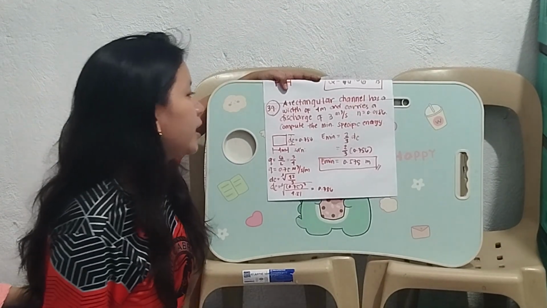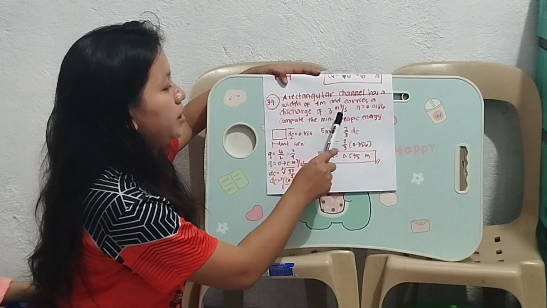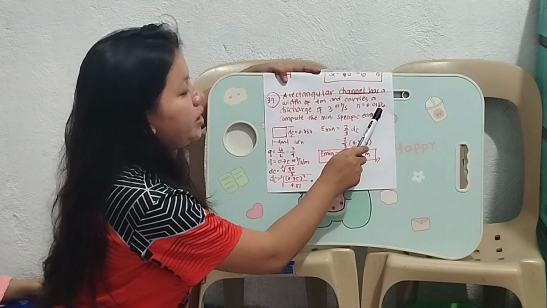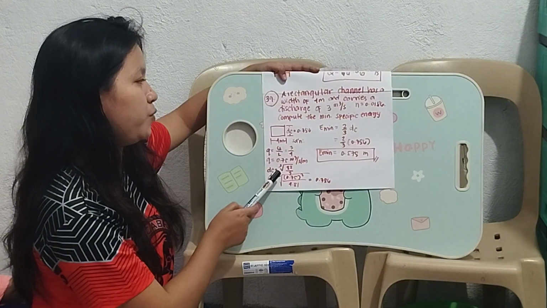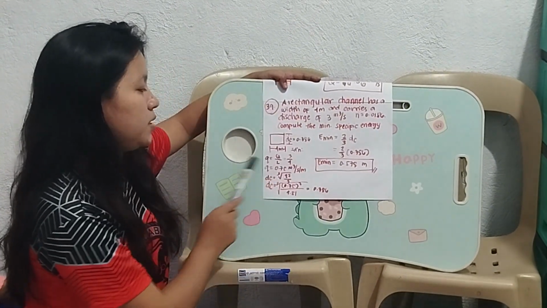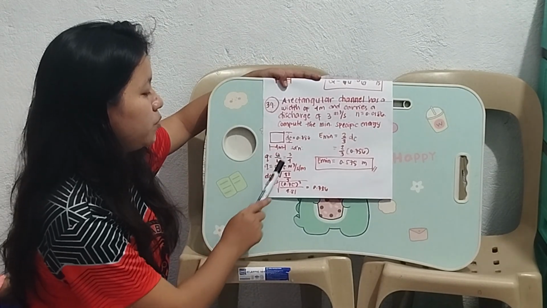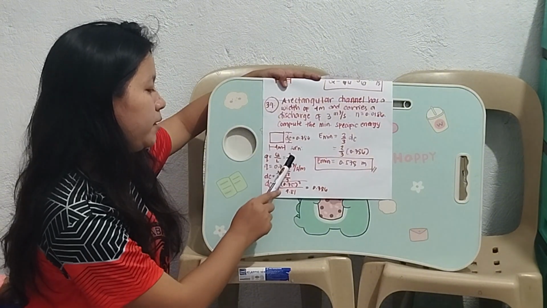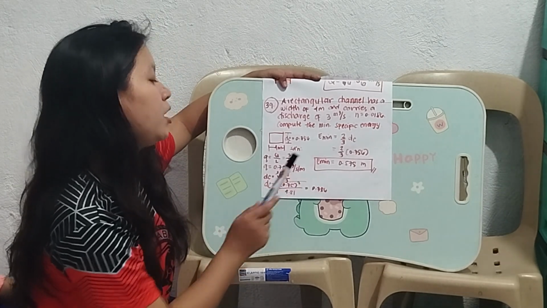For number 39, a rectangular channel has a width of 4 meters and carries a discharge of 3 cubic meter per second. We have a coefficient of roughness which is 0.0186. Compute the minimum specific energy. So this is our rectangular channel which has a width of 4 meters and then a critical depth of 0.386. So this is our solution. Our formula is q equals the discharge over the width, which is 3 cubic meter per second over 4. So 3 divided by 4, we have the answer of 0.75 cubic meter per second per meter.